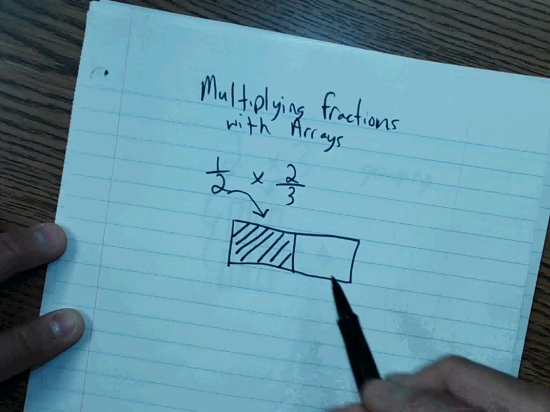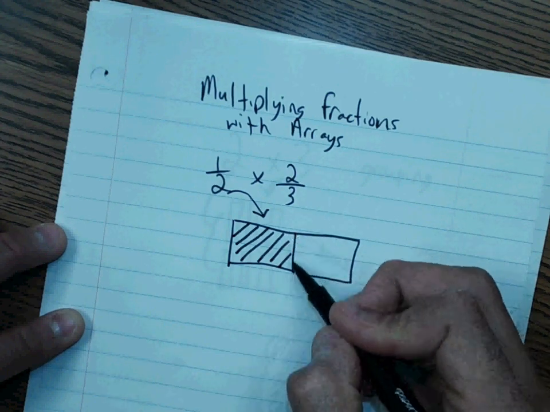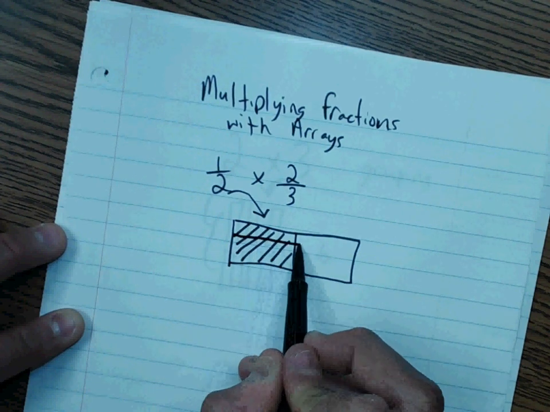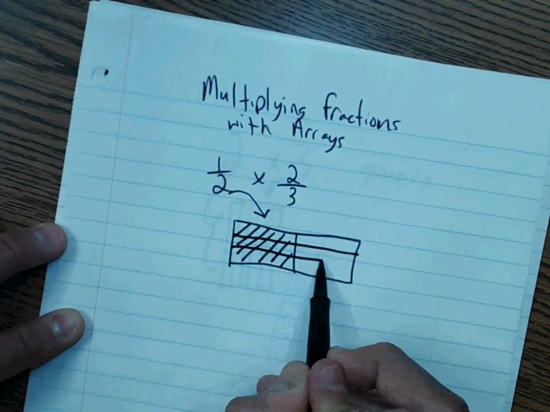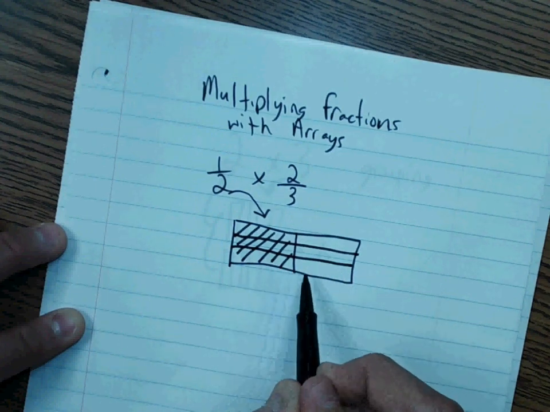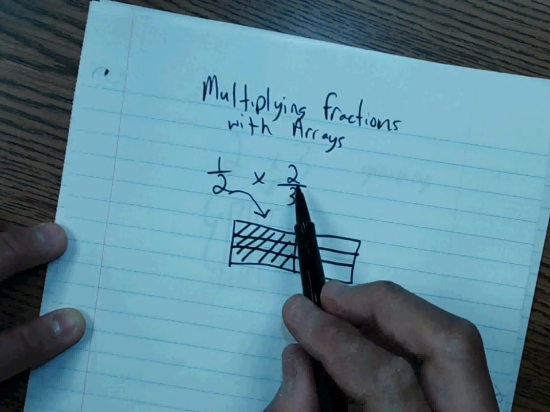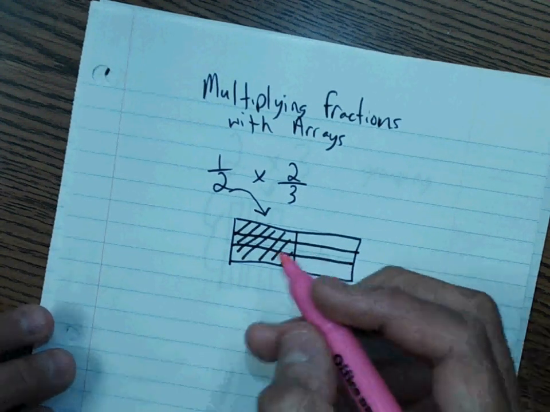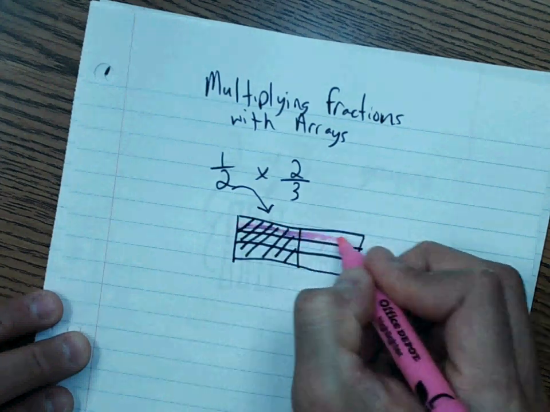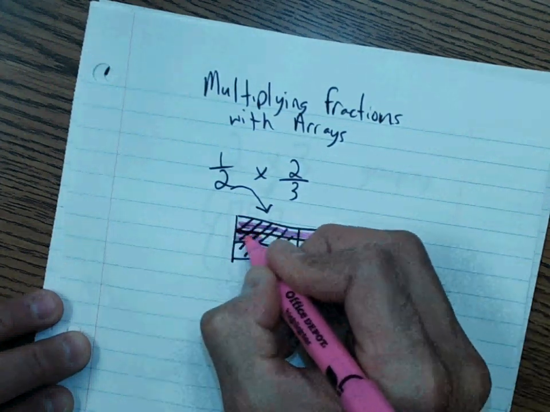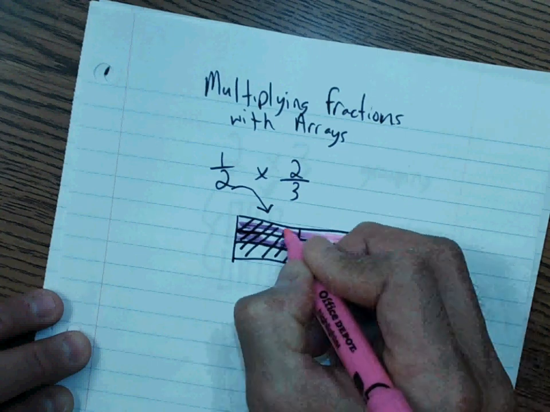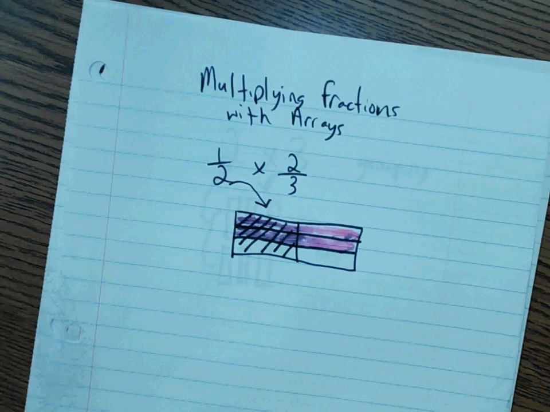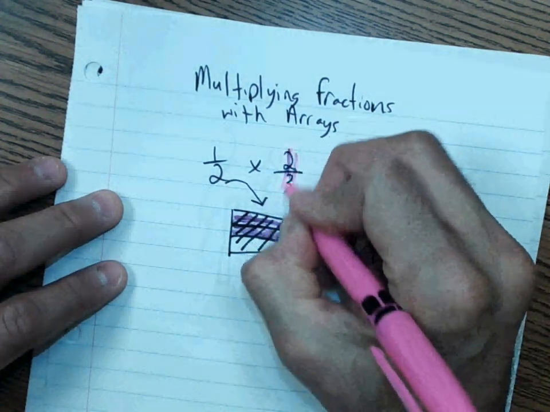For the 2/3, I'm going to use the same rectangle. The only thing, instead of going vertical, I'm going to draw horizontal lines to split it into 3 pieces. There's 1/3, there's 2/3, and this is my last third. I have 2/3, so I'm going to use a different color. I'm going to use a pink highlighter to represent the 2/3. So I've got all these, let's line up right here. That's 1/3, and here's my 2/3. So this 2/3, I'm going to highlight in pink.